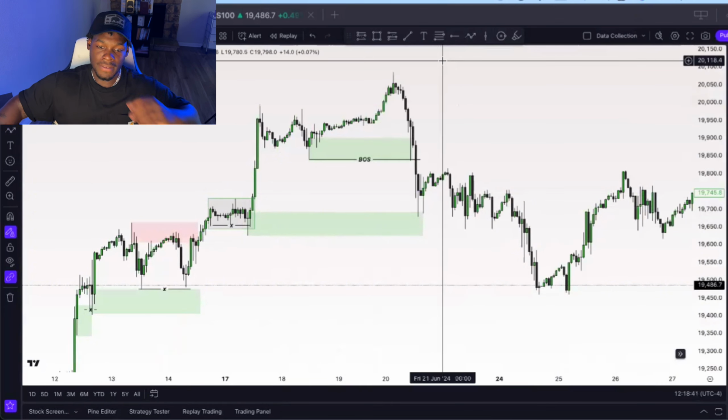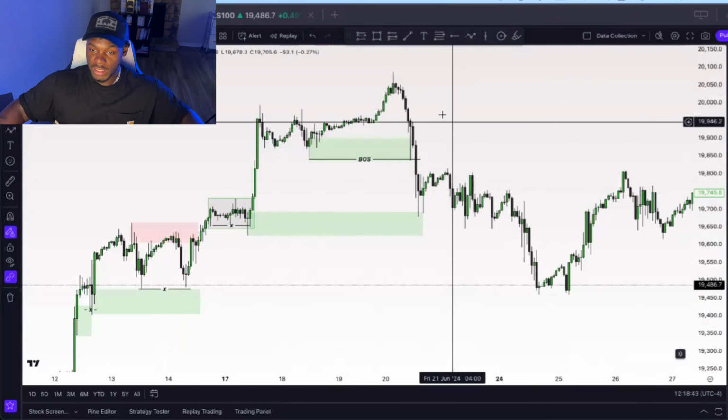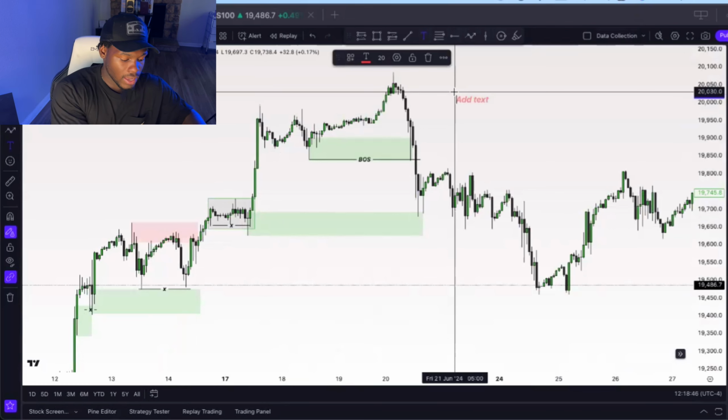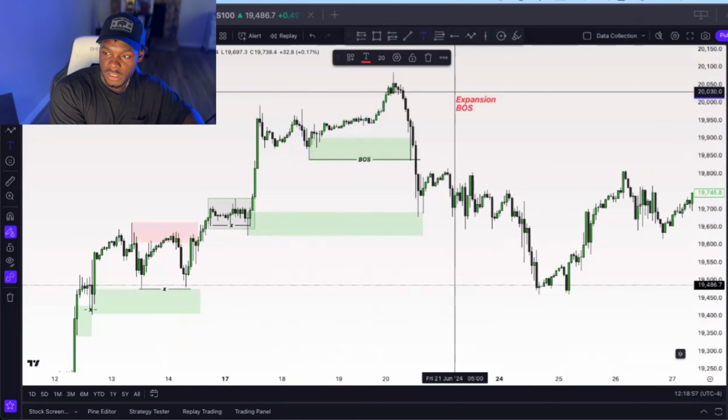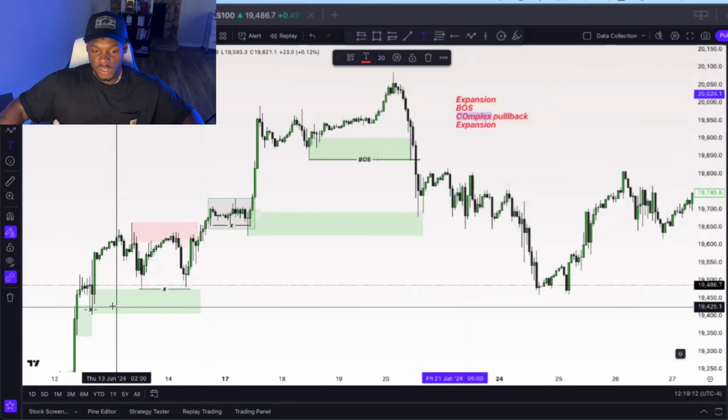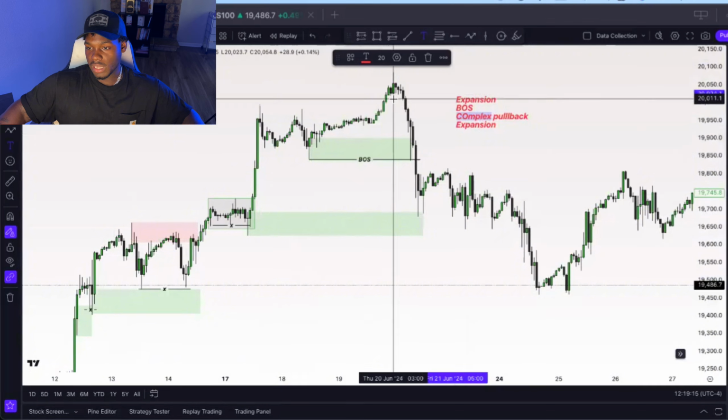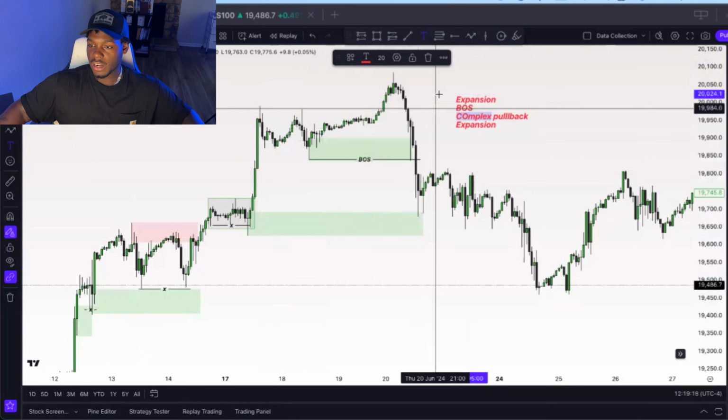But we have a liquidity cycle that's happening, right? So right now we have an expansion, right? So we got an expansion. Then you'll have a break of structure, and then a complex pullback. And then the last thing will be back to expansion, right? Expansion, sorry, y'all. So this was our expansion. Then we have a break of structure. Now we are getting our complex pullback.